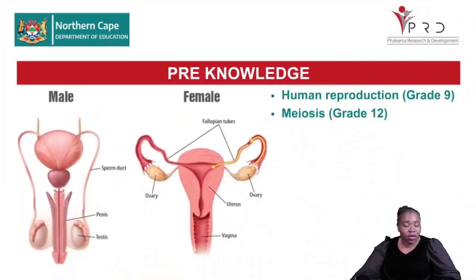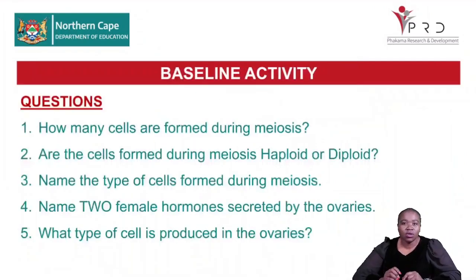Right. So your pre-knowledge here would be meiosis as well as human reproduction from grade 9. So our understanding of meiosis will come in handy when we are looking at gametogenesis, and then the human reproductive system would be with the menstrual cycle part.